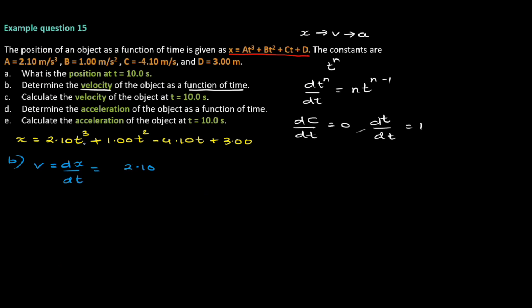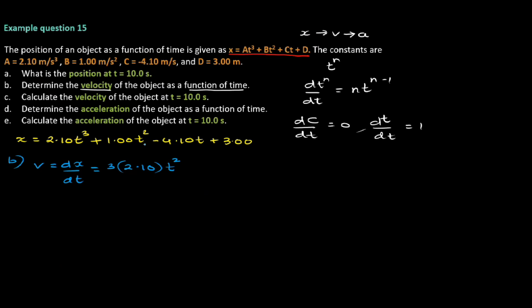Then we take derivative of t cubed. So we follow this step. The power of t is 3. First I multiply with the power, so I will multiply this term with 3. Then I will reduce the power of t by 1. So 3 minus 1 will give me 2.